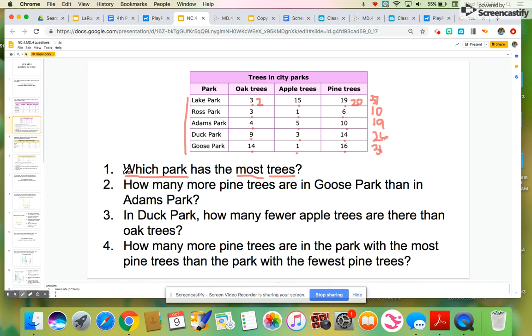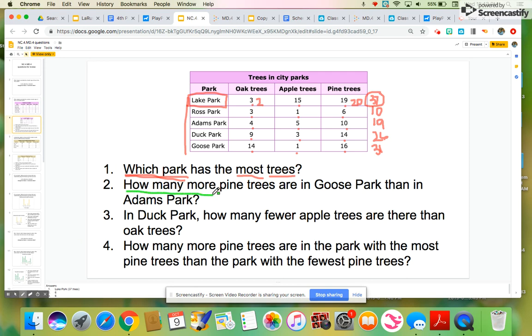So when I go back to my question, which park has the most trees? If I look at my numbers, I see that 37 is the biggest number, but it doesn't ask me the number, it asks me which park. So which park has the largest number of trees? That would be Lake Park. All right, let's look at question number 2.